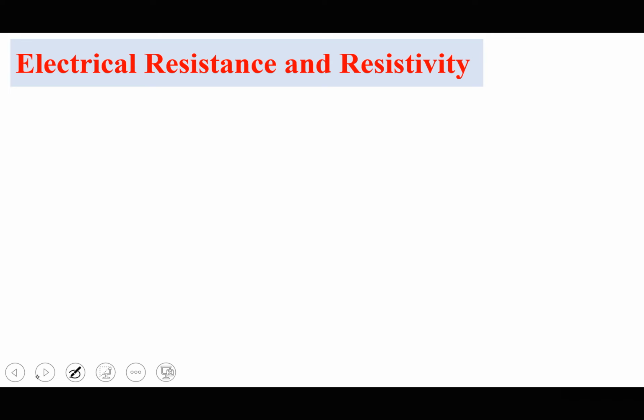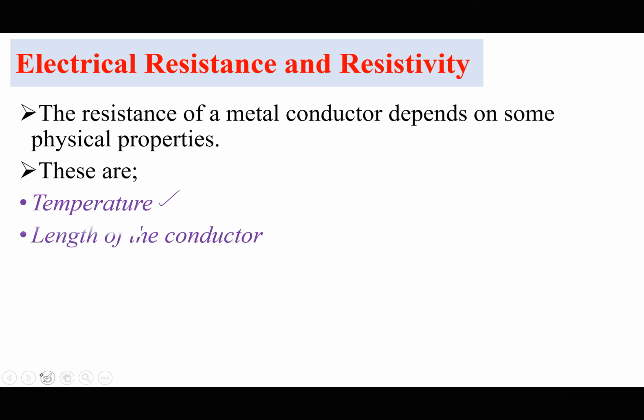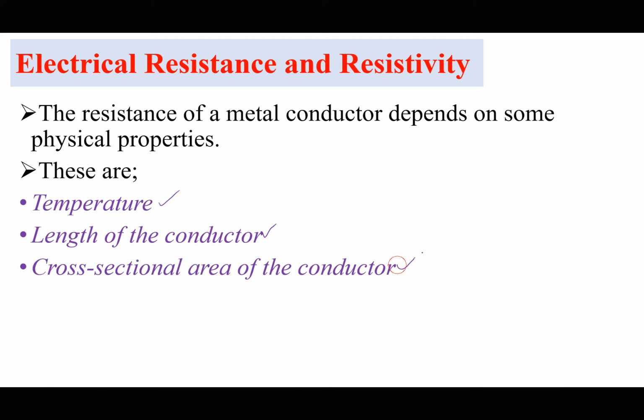So it means there are three major factors on which resistance depends. These factors include temperature. You may ask yourself, how does temperature affect resistance? We shall see that. We have mentioned length. You may ask yourself, how does the length of a conductor affect resistance? We have mentioned the cross-sectional area of the conductor. How does cross-sectional area affect the resistance? And one more factor which we shall discuss later on is the nature of the material.